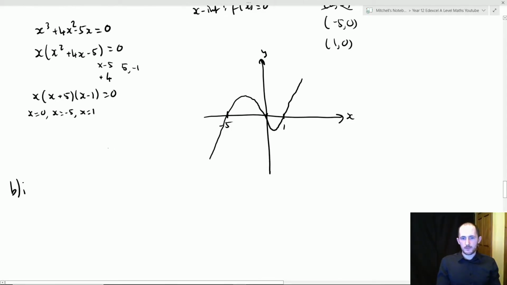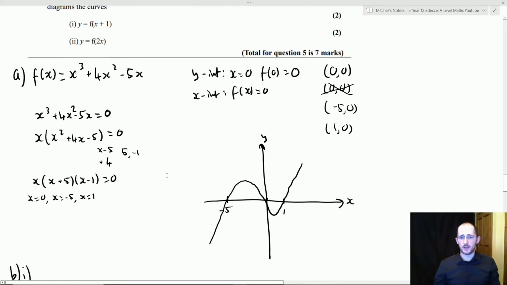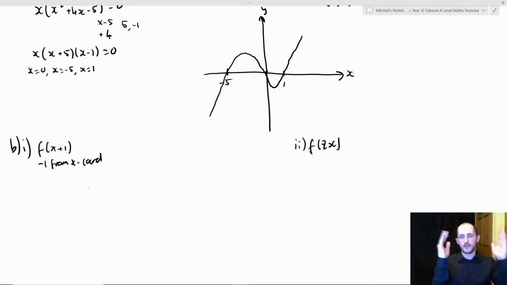Then for part B, part i, showing the coordinates of the points of intersection with the coordinate axes, sketch on separate diagrams f of x plus 1 and f of 2x. Okay, so again, let's think about what we're doing here. We're subtracting 1 from the x coordinates. So if we have a look at all our values, all we're going to do is move everything to the left. So that's not really too tricky to do.